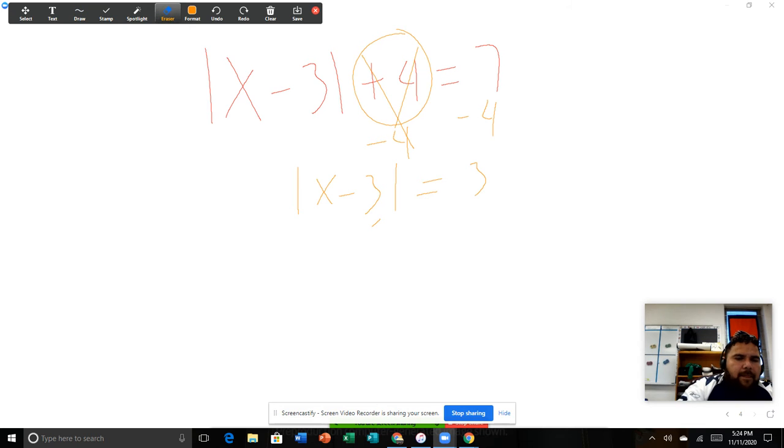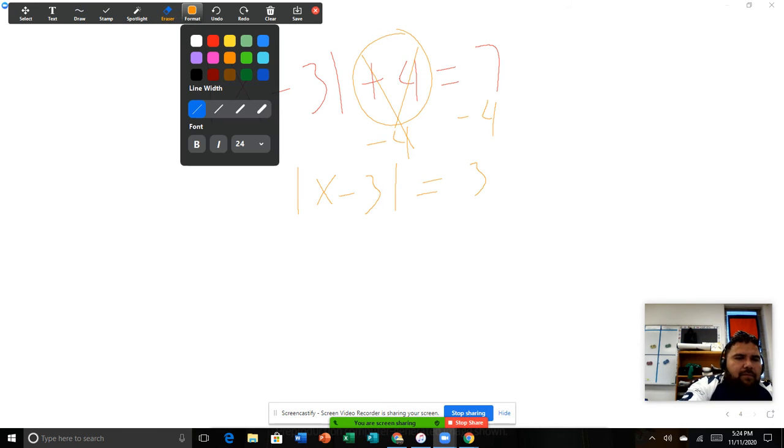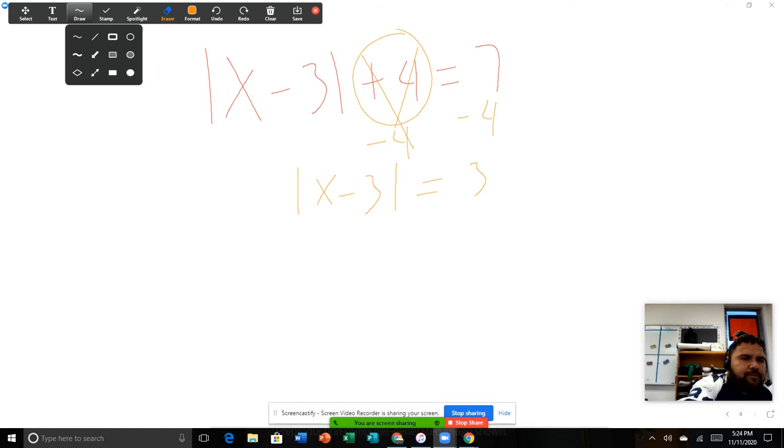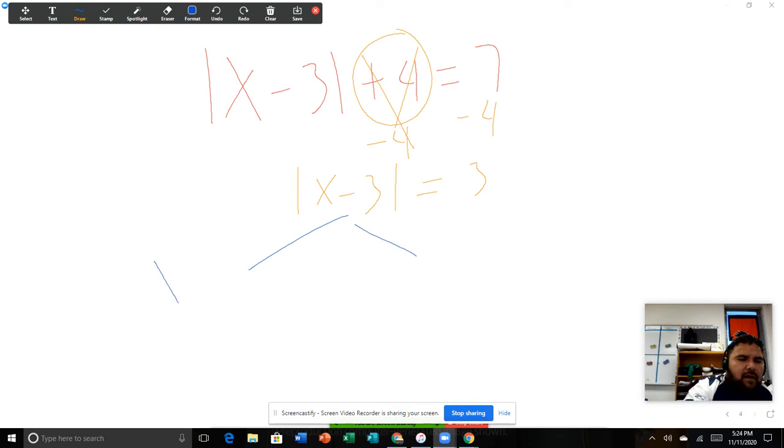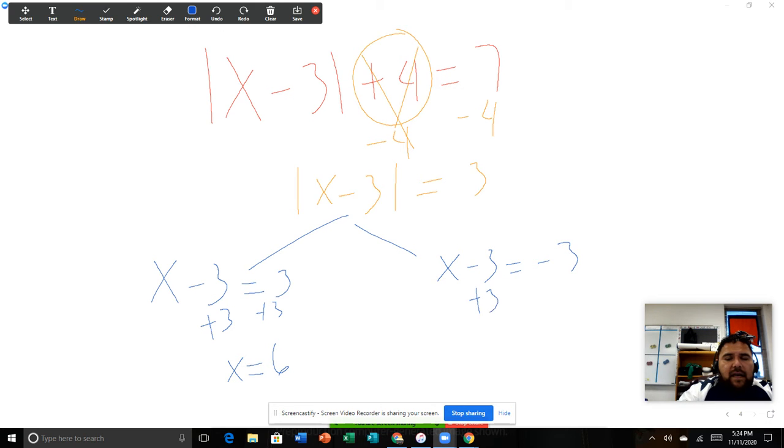Good to go, right? Okay. Now I can separate into two equations. Break it down. X minus 3 is equal to 3. X minus 3 is equal to negative 3. Okay, solve. Add 3 to both sides. X equals 6. Add 3 to both sides. X equals 0. And guess what? That's okay. It's okay for X to be 0. Plug it in, see if it works. Okay, always go back and check.